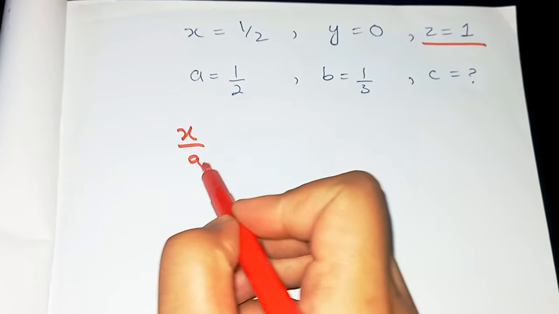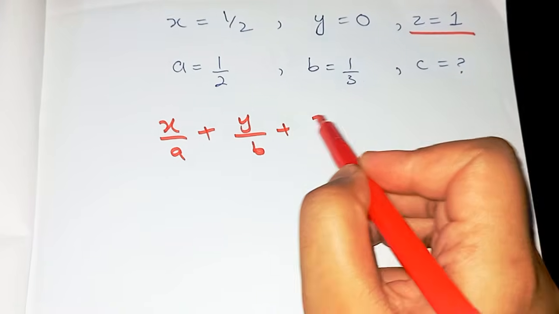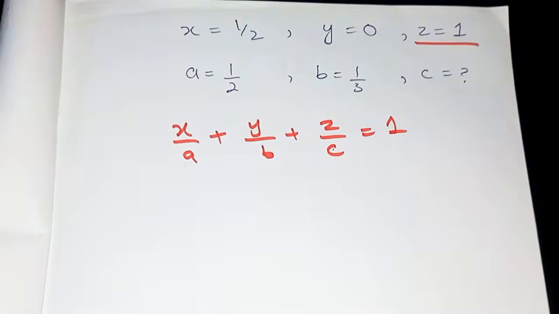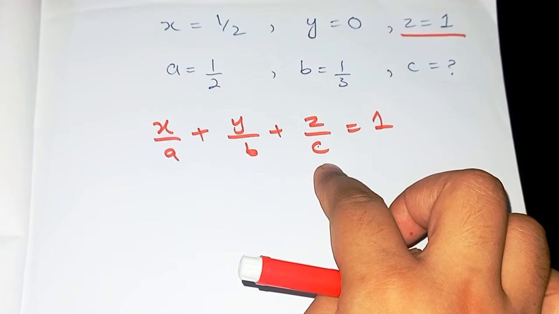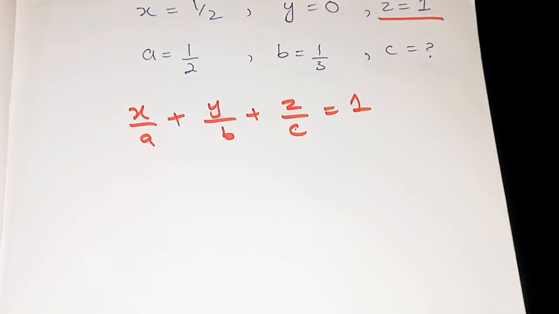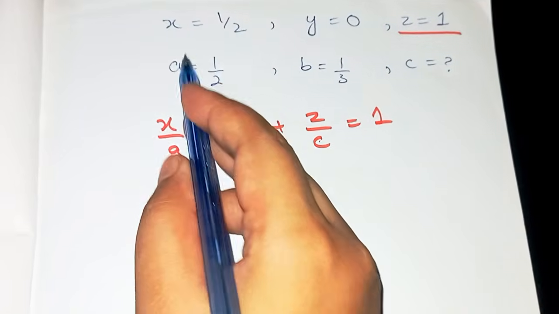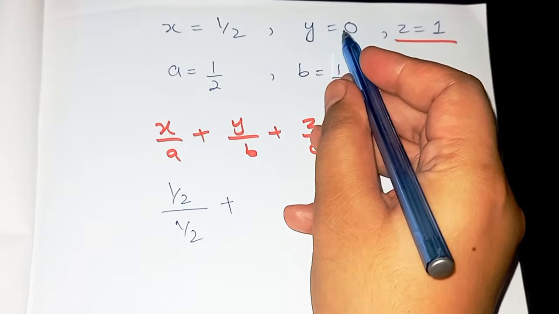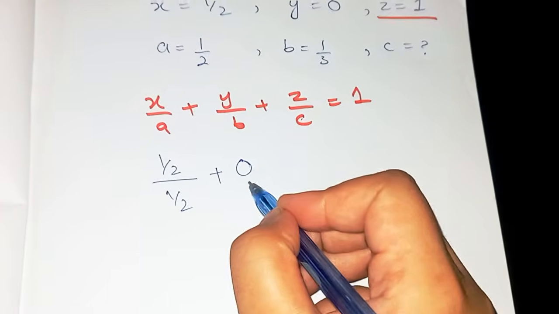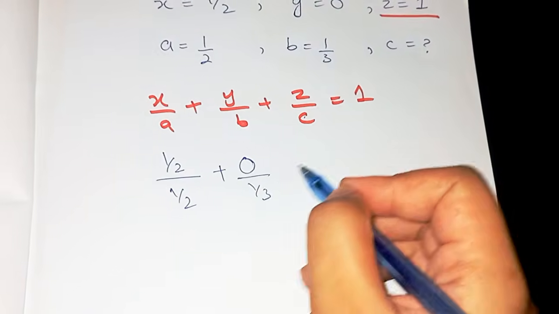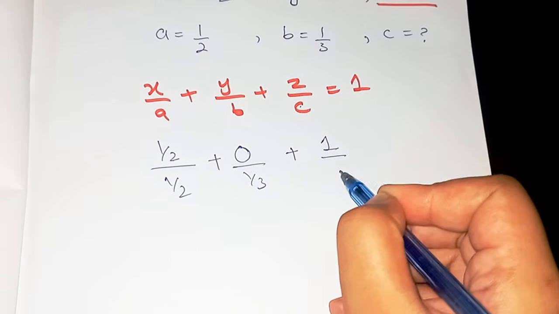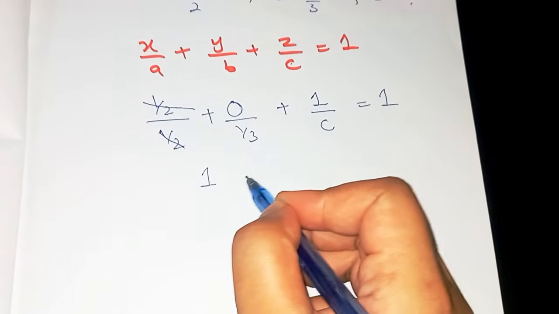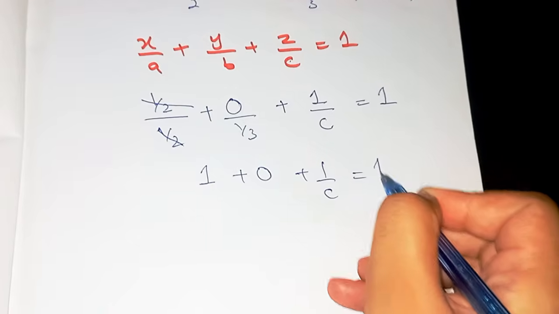So this is the equation of planes, where x, y, z are any point on the plane. You choose it yourself, it's your choice, and a, b and c are the intercepts of the plane, and it equals 1. Now let's put these values into this equation and see what we are going to get. So x is 1 over 2 divided by a, which is 1 over 2 again. So y is 0, so the whole quantity will become 0. We don't need to write it, it's going to be 0 at the end. And z is 1 divided by c. So 1 over 2, 1 over 2 cancels out, and it's 1 plus 0 plus 1 over c, that is equal to 1.